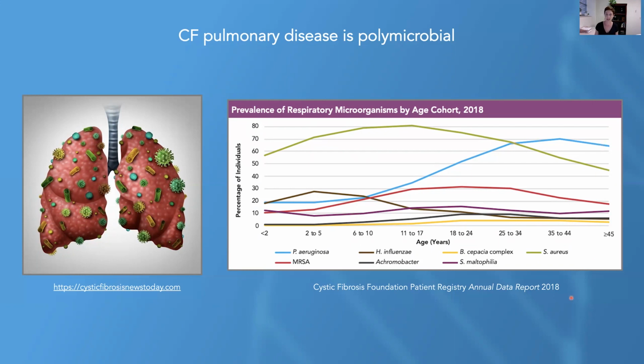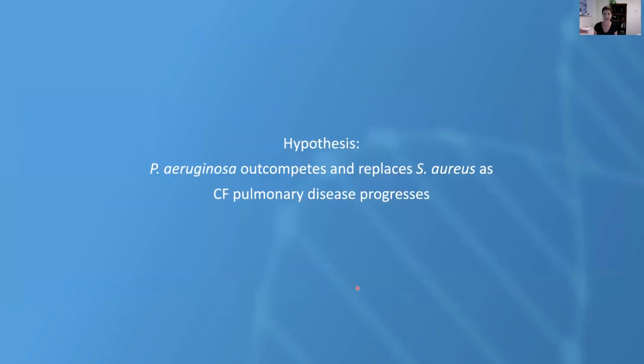And so not only am I obligated to show you this slide, but it also sets the foundation for several of the hypotheses that we have in my lab, but then also in others. And one hypothesis is that Pseudomonas outcompetes Staph and replaces it as CF pulmonary disease progresses in patients.